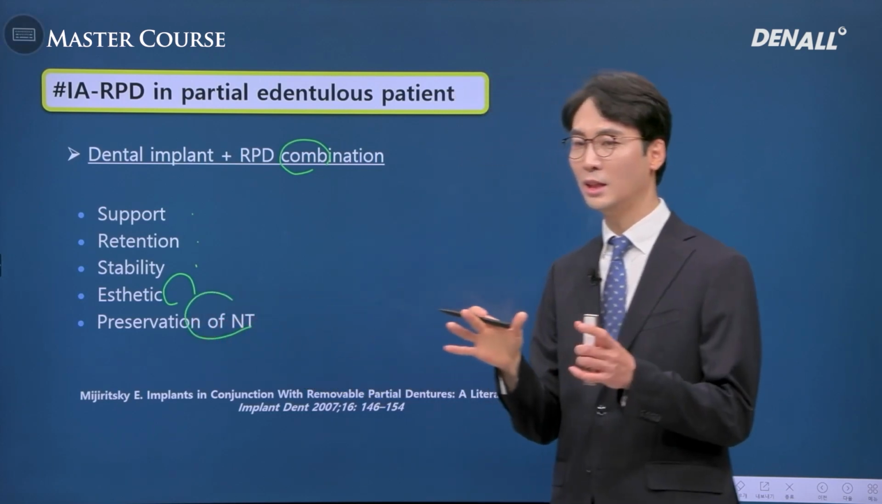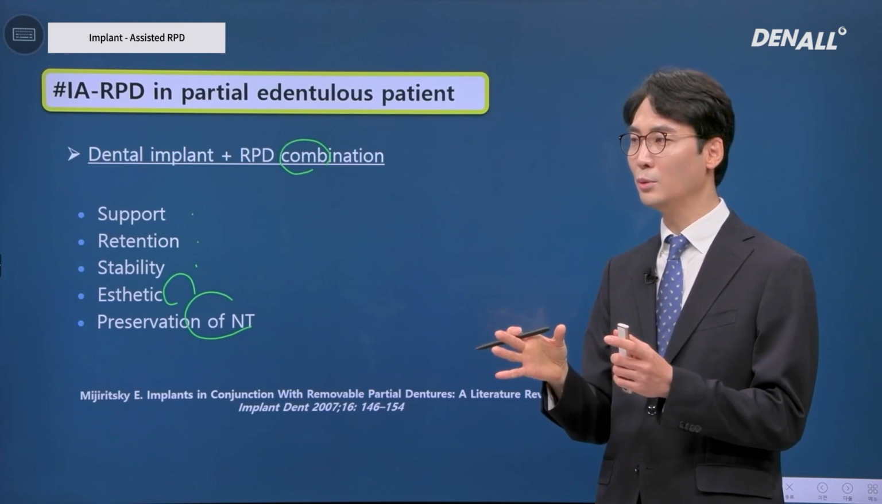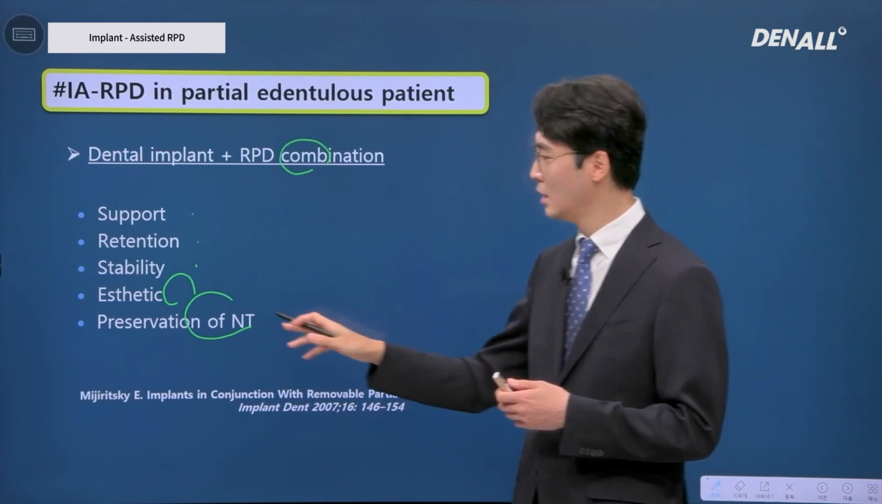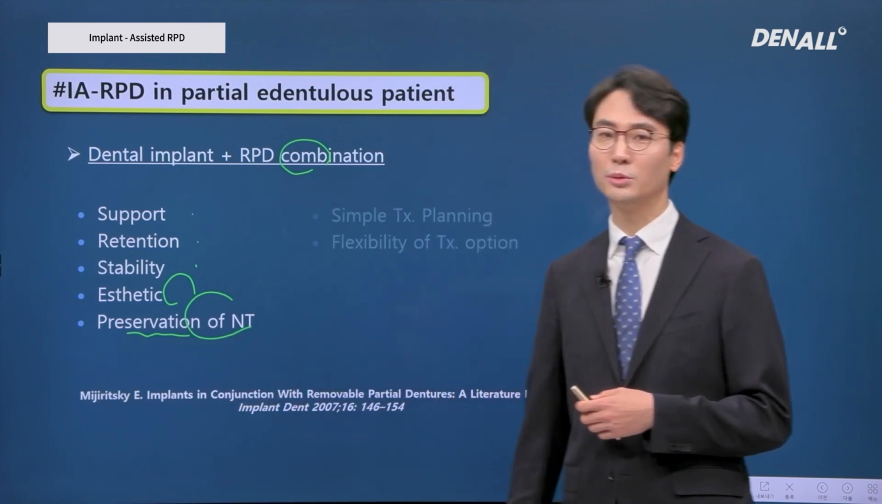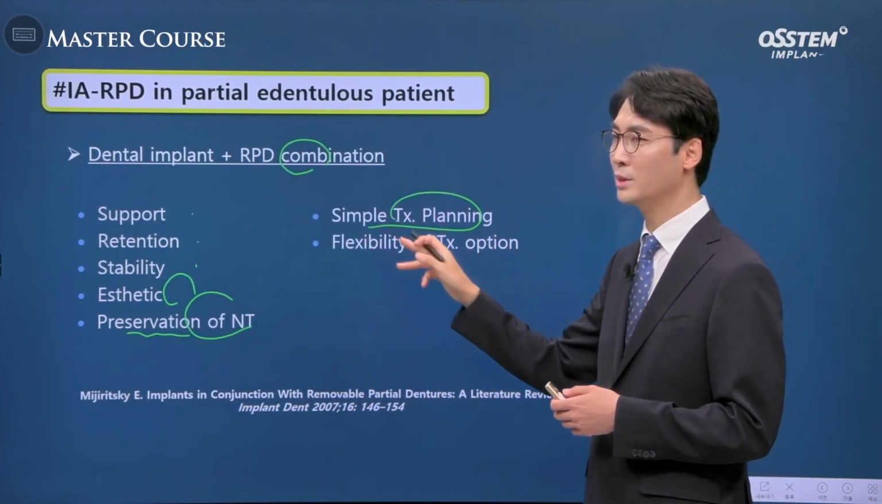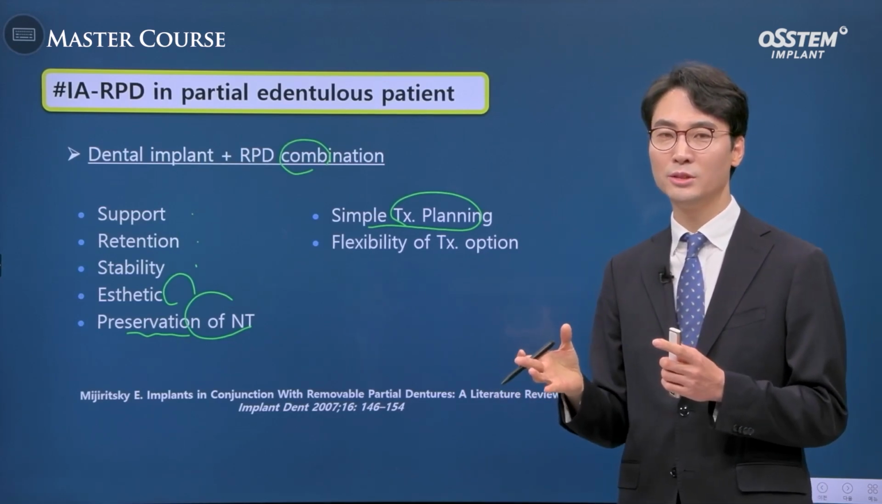Also, in cases where it's difficult to utilize natural teeth as abutment, you can use implants for that purposes, so you can preserve natural teeth. You can make treatment more simple. For instance, you can remove modification space. You can make complicated RPD design more simple.